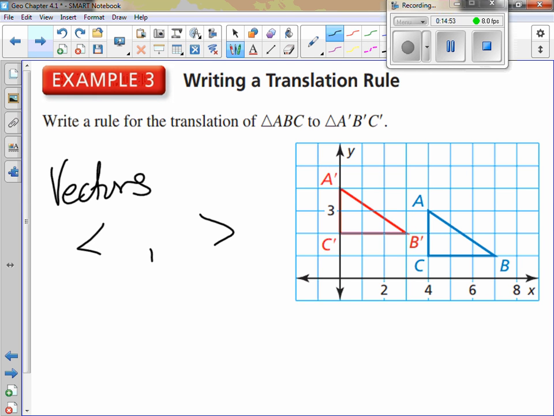Now, which one would be the starting point? The blue. The one where I have A, B, and C. Because the one in red has that little prime, because it's A prime, B prime, and C prime. We talk about it in English as an apostrophe, but for math, we'd say that's prime. Whenever we add the prime, it is our new spot, our new location. So that means I'm going from A up here to the new spot.